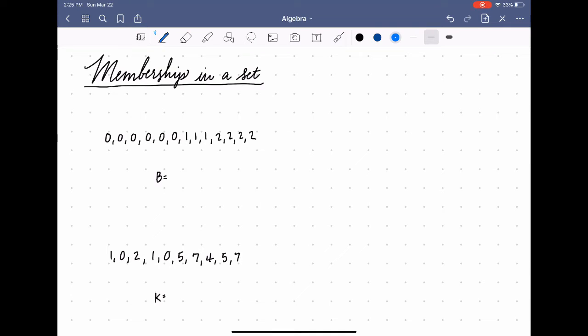Membership in a set. So if we have all these numbers right here, a bunch of zeros, a bunch of ones, a bunch of twos, and we want to put those in a set labeled set B, we're going to write B equals, and then draw our set. 0, 1, 2. So even though there are 6 zeros, 3 ones, and 4 twos, that doesn't matter. We're only going to write each number once. So it makes it really easy. So our set B just consists of 0, 1, 2, and that there is a finite set.